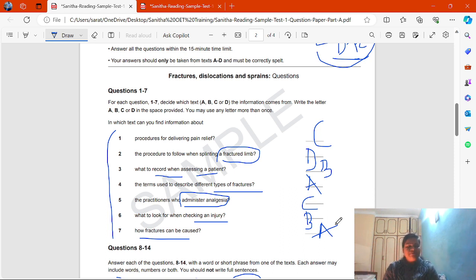This is the method you have to follow when doing the OET reading Part A session. If you are getting 20 out of 20 in OET reading Part A, there is no need to worry about the OET reading subtest. Try to get 20 out of 20 in the Part A session. This is a very important module in the OET reading subtest.